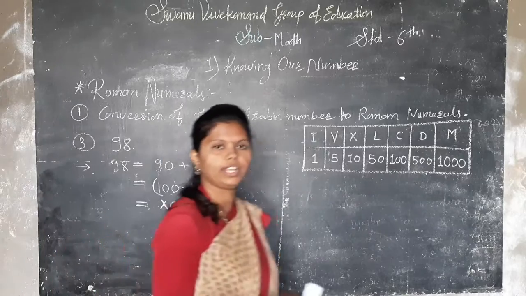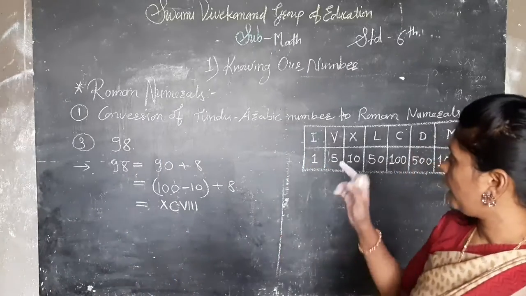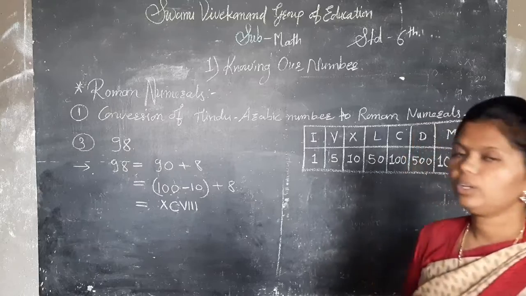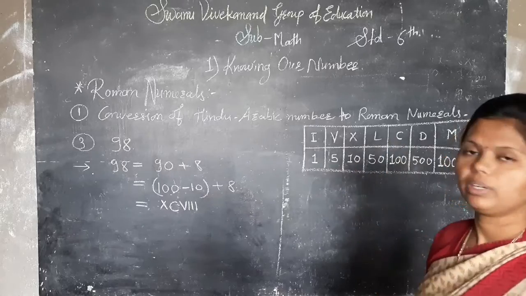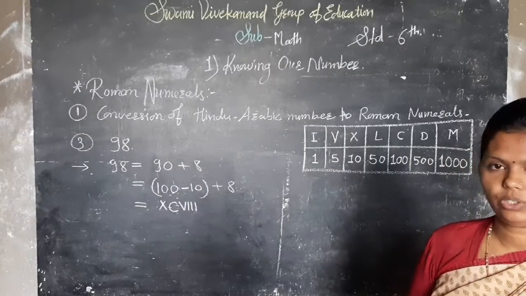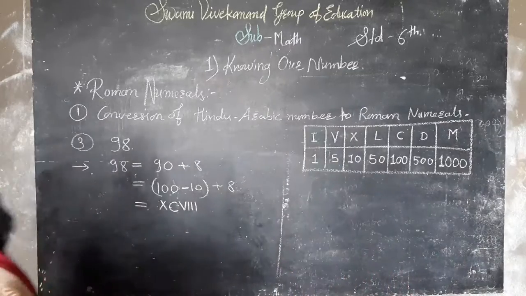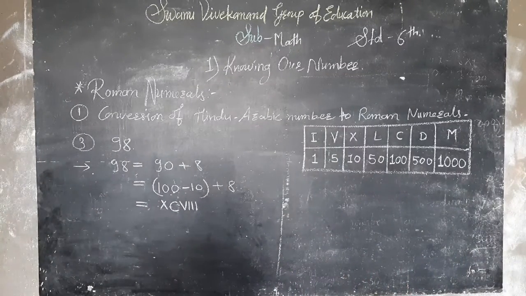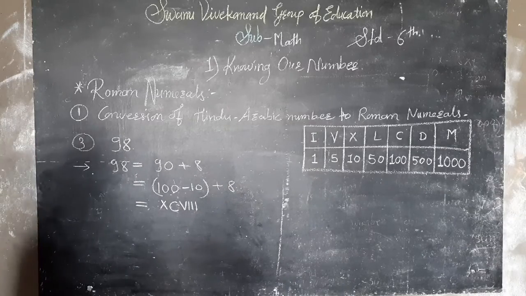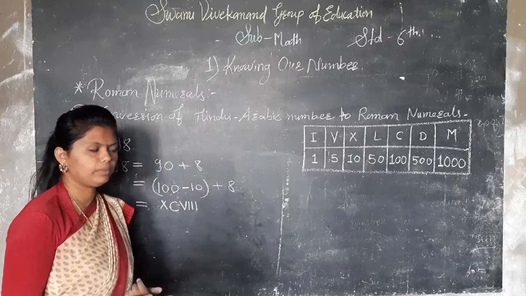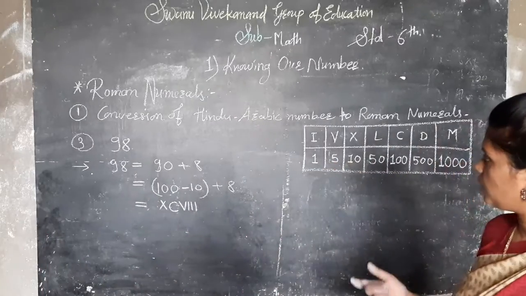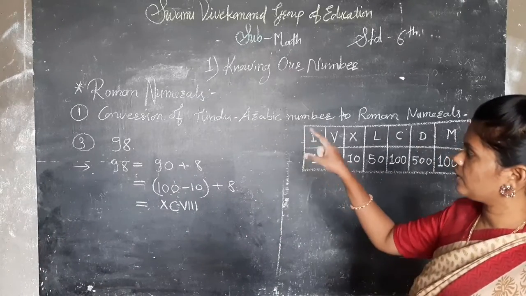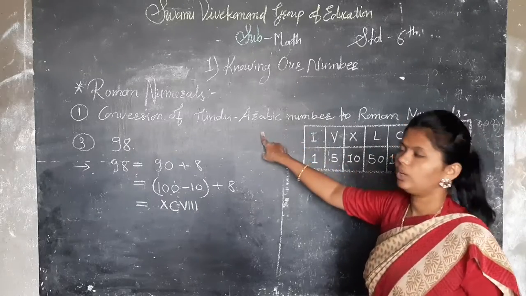So here we have 3 examples of conversion of Hindu-Arabic numbers to Roman numerals. The next point is conversion of Roman numerals to Hindu-Arabic numerals. We are going to stop today. Today we covered conversion of Hindu-Arabic numbers to Roman numerals. In our next lecture we will continue with conversion of Roman numerals to Hindu-Arabic numerals.